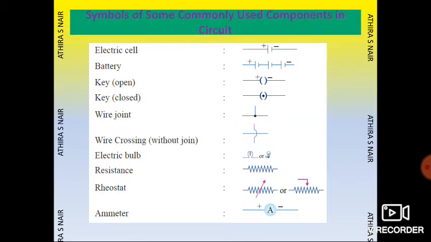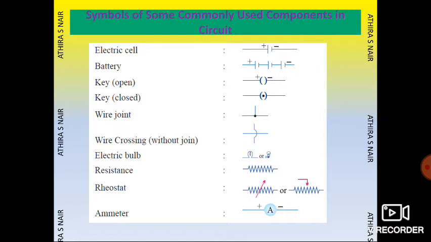Symbols of some commonly used components in circuit. Here you can see the symbols used for various components in an electric circuit. Electric cell, battery - interconnected electric cells are called battery - and key means switch. Key open and key closed. Wire joint and wire crossing without joining.